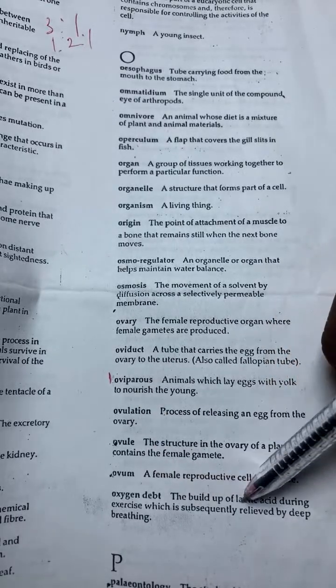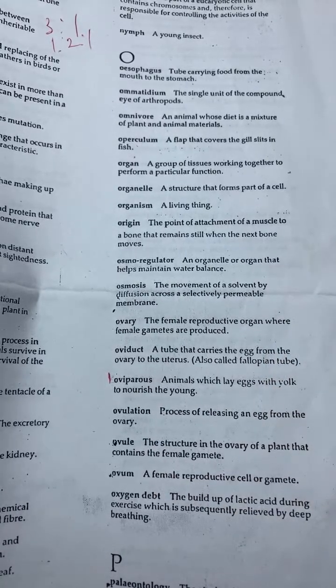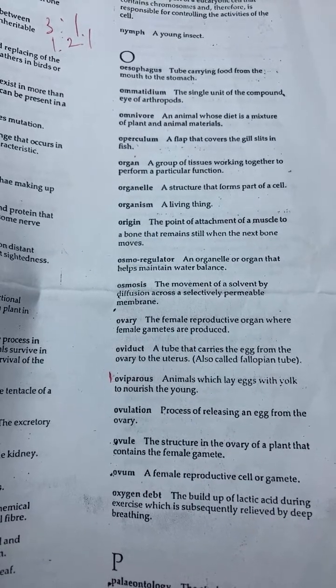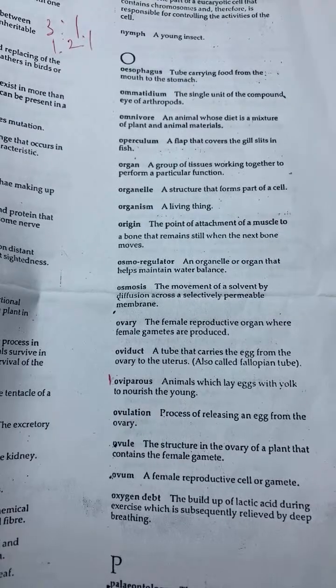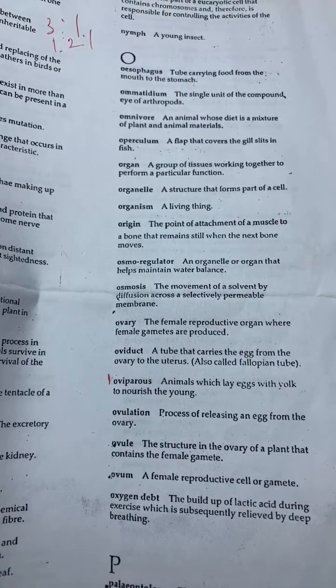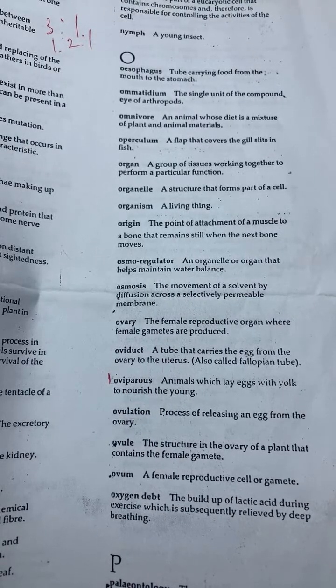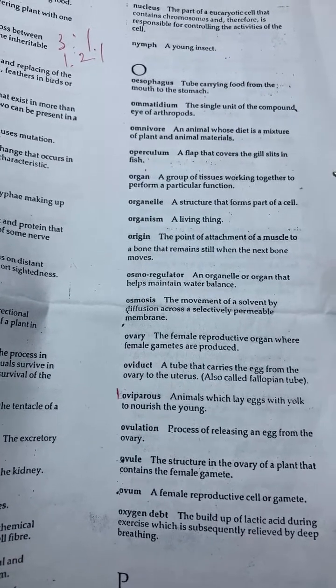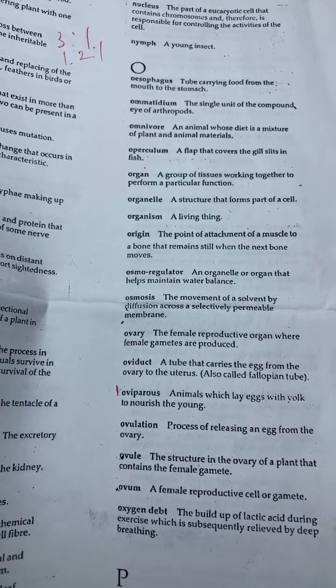Oxygen debt, the buildup of lactic acid during exercise, which is subsequently relieved by deep breathing. This usually occurs in people that run marathons. You are running for 2 hours, 3 hours. That will be an oxygen debt. It's the buildup of lactic acid during exercise, and this is subsequently relieved by taking what?